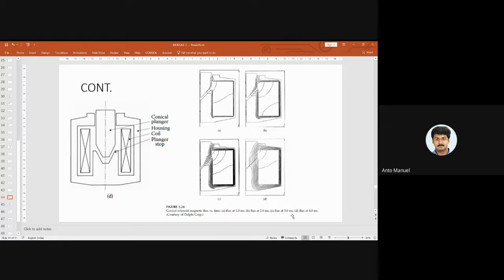But after 3 milliseconds, it starts to move towards the plunger stopper, and after 4 milliseconds, it is completely closed. Up to 2 milliseconds, there is no visible change inside the system. So that's why we can say that this system is not fast responding, like we discussed in the case of the last three. These are the dynamic and static characteristics of this plunger conical solenoid. That's all about this one. Thank you.